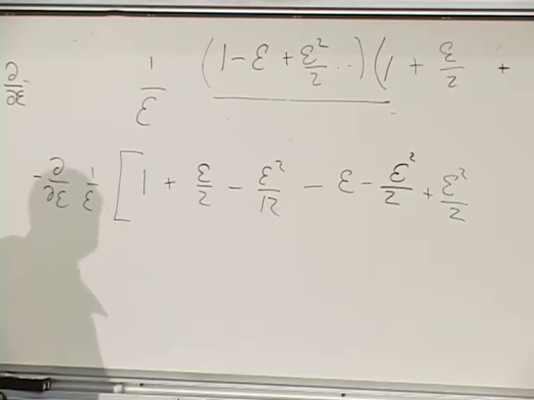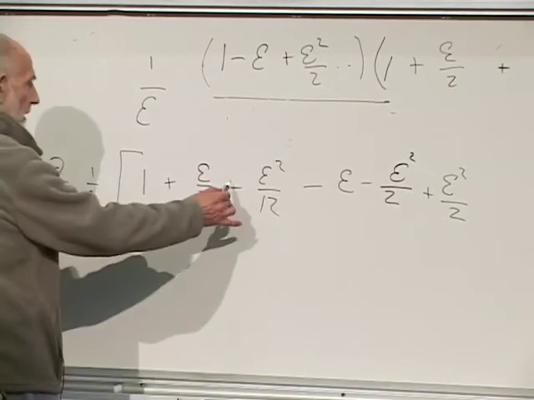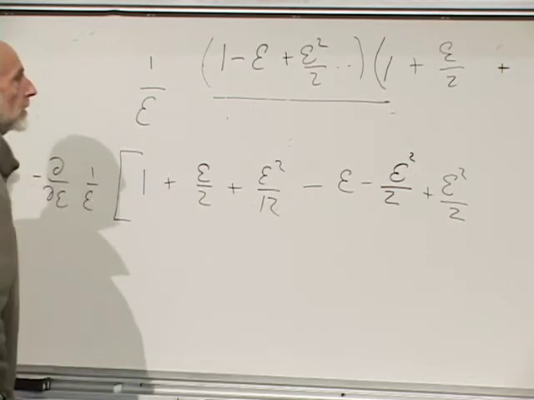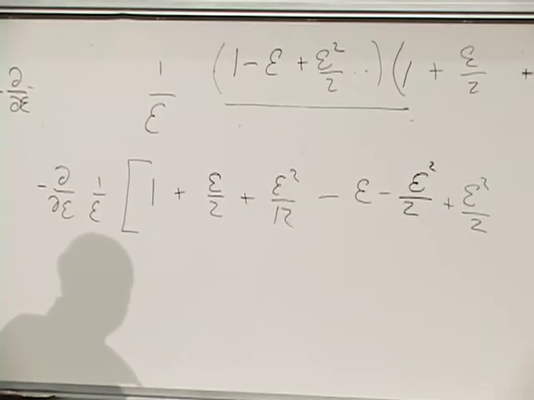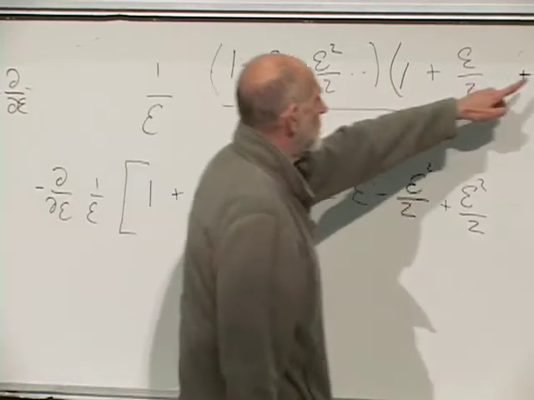Should it be plus? No? I think it should be plus, right? Yeah, right. Looks right. 1 times epsilon squared over 12.